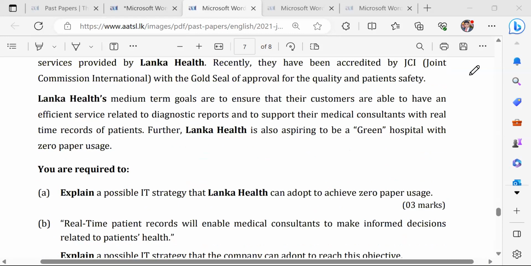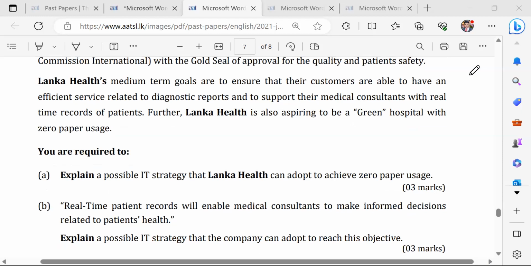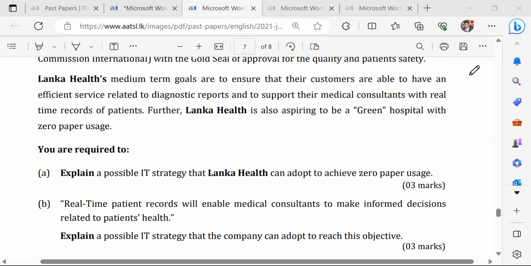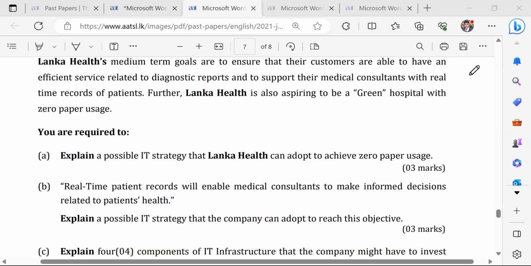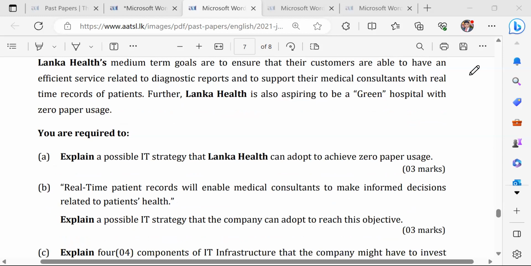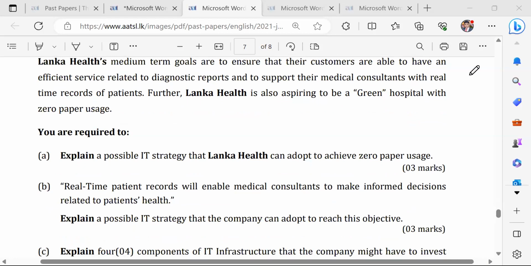Lanka Health's medium-term goals are to ensure that their customers are able to have an efficient service related to diagnostic reports, and their medical consultants have real-time records of patients. Further, they are also aspiring to be a green hospital with zero paper usage.